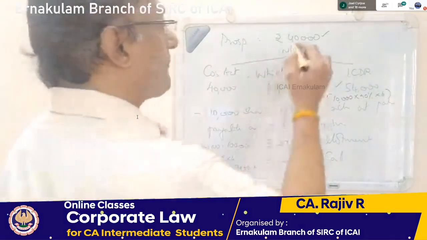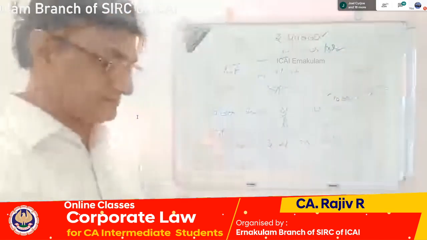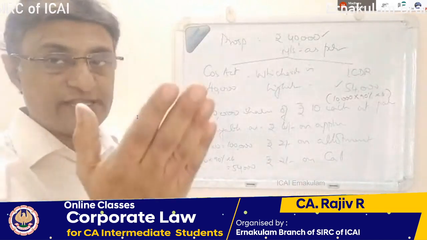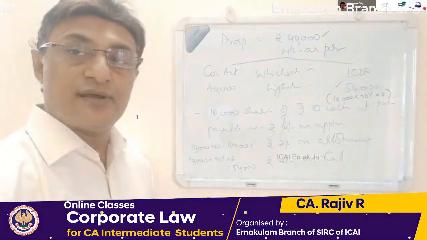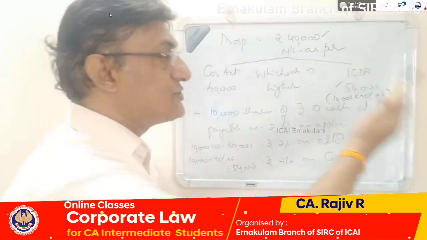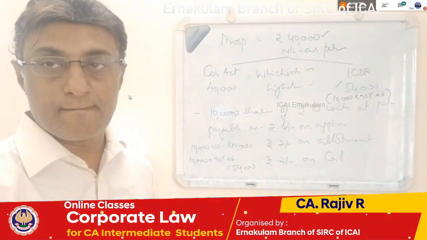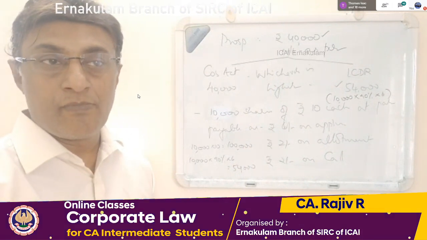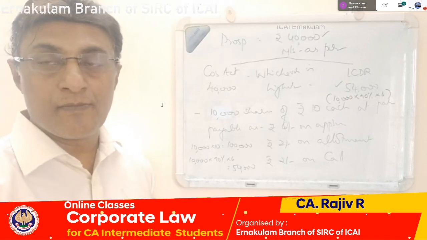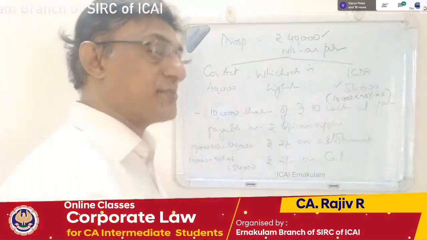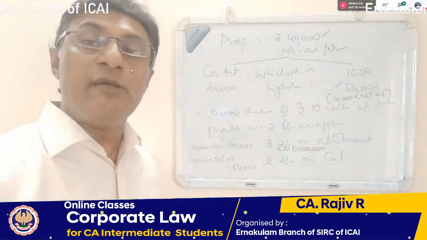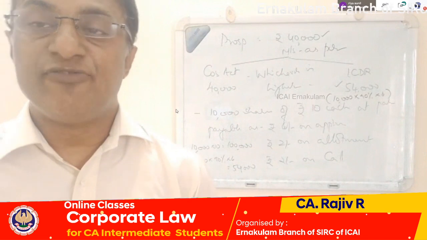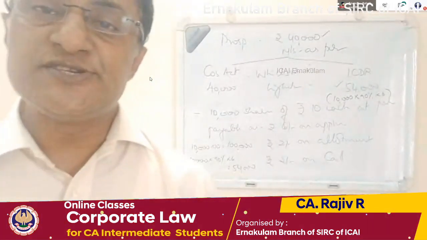So this is the minimum subscription as per Companies Act, 40,000, which is there in the prospectus. ICDR, 54,000: 10,000 into 90% into 6. That's what we have worked out. Tick this showing that this is the minimum subscription, and then mention the next line. Therefore, in this case, the minimum subscription is rupees 54,000.